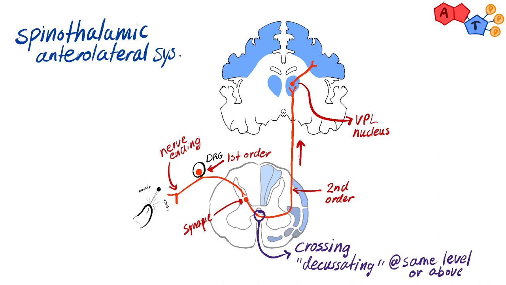It will take this route from the receptor till the dorsal root ganglia, and then it will go through second order neuron to the contralateral side in the lateral spinothalamic tract until it reaches the VPL, or ventral posterolateral nucleus, in the thalamus and then the cerebral cortex.